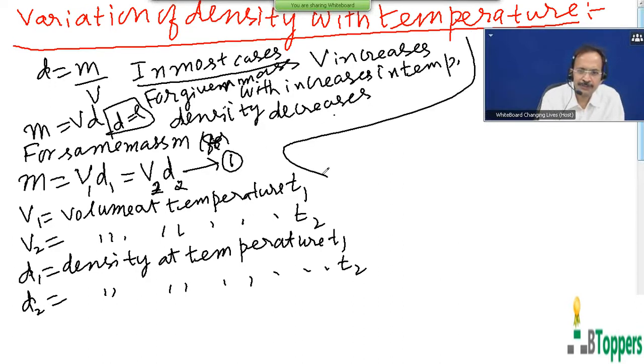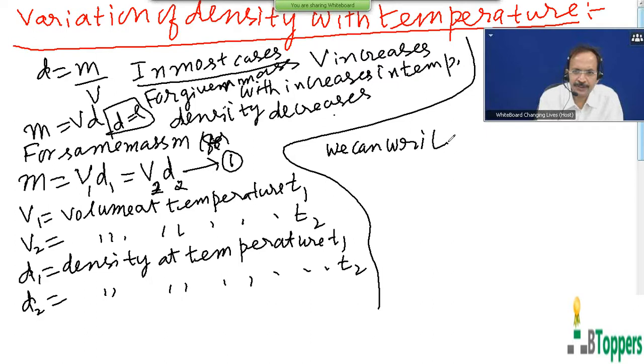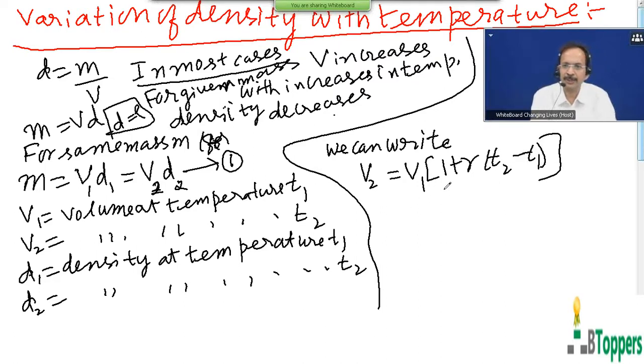Whether it is a solid or liquid, we can write the final volume V2 at temperature T2 as volume V1 at temperature T1 into 1 plus gamma into T2 minus T1, where gamma is the coefficient of volume expansion of the material of the substance. In the case of a solid, gamma is the coefficient of cubical expansion, the volume expansion of the material of the solid. Whereas in the case of a liquid, we take gamma as the absolute coefficient of volume expansion of the liquid.